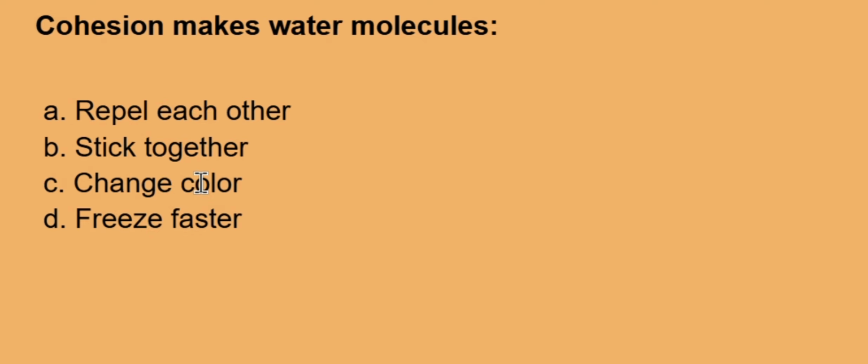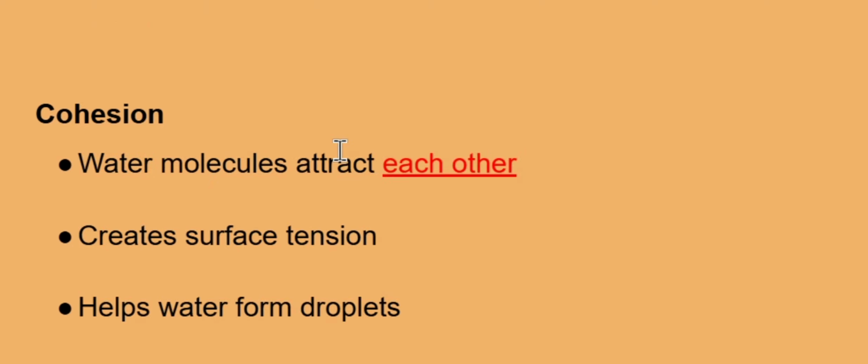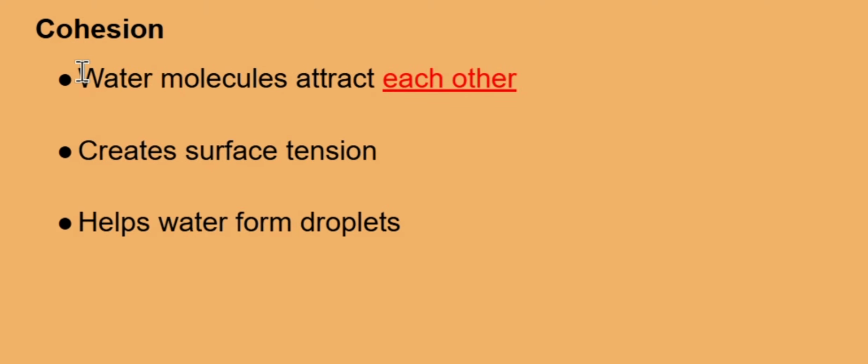So, question, cohesion makes water molecules A, repel each other, B, stick together, C, change color, or D, freeze faster. If you're paying attention, you'll know that cohesion is water molecules sticking to themselves. Right? So, water molecules attract each other. This creates something called surface tension. Then that surface tension is what allows water molecules to form droplets.